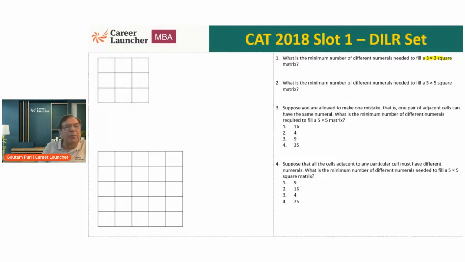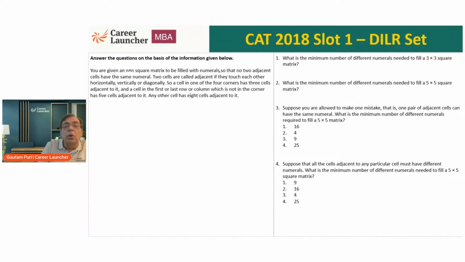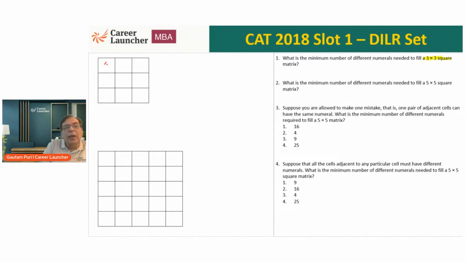I'll put a table out here. So let's see. What is the condition given to us? No two adjacent cells can have the same numeral. Okay. So, if I put a 1 out here, I cannot have a 1 in any of these 3, isn't it? These 3 should have a different numeral. So, what can they be?